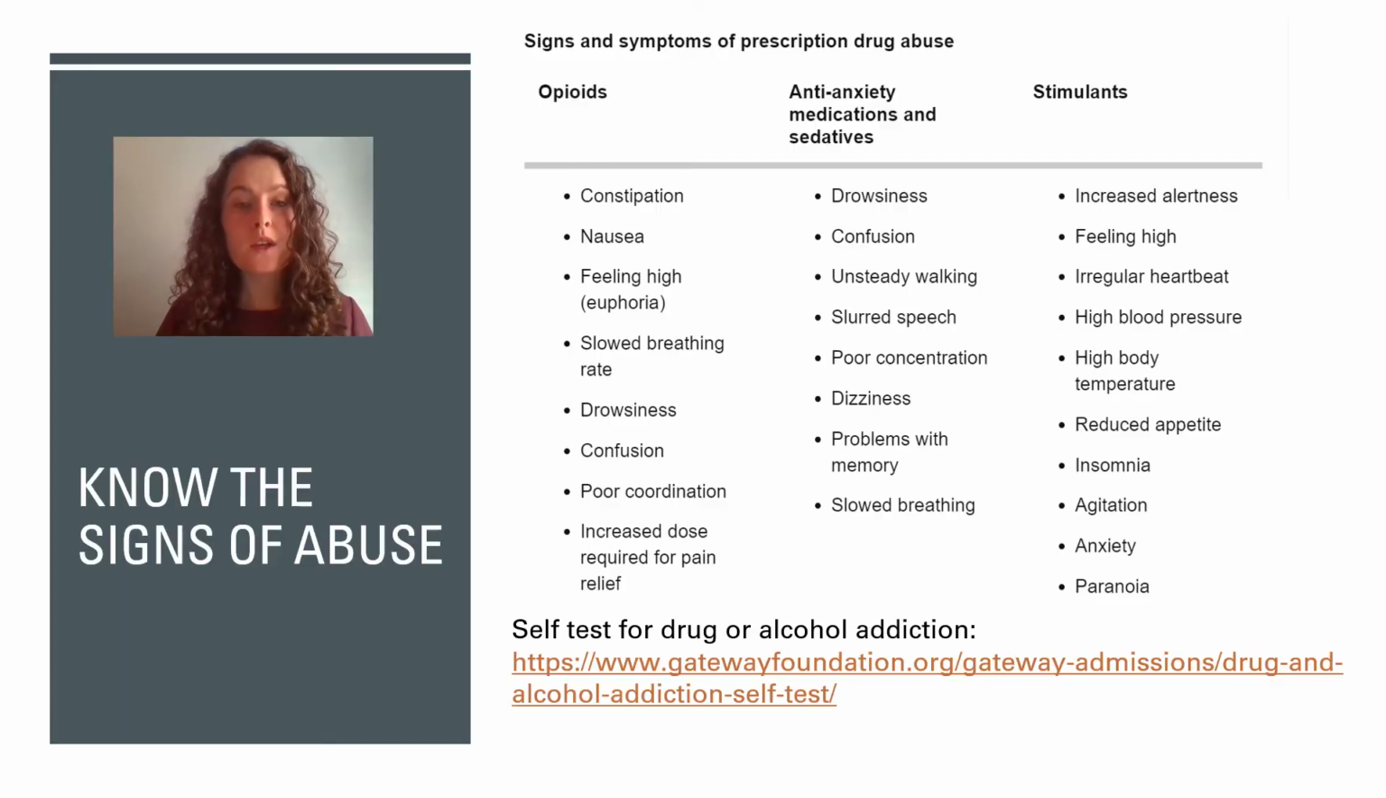So another thing you can do to help is just understand the signs of abuse. So I really encourage you to pause the presentation or come back to this later and just look over this chart. It shows the signs and symptoms of prescription drug abuse for different drugs. There's also a link on here for a cool self-help test. What this test is, you can answer questions either about yourself or about someone else, and the test will help you identify if there is a problem or risk of abuse occurring.